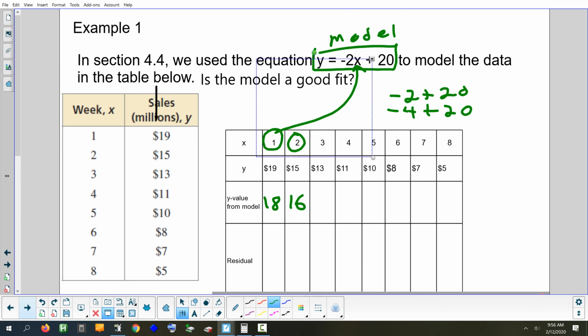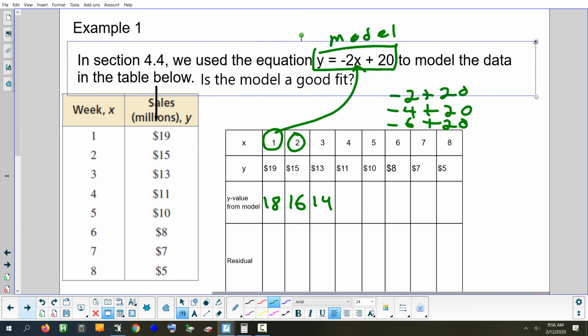What's negative 2 times 3? Negative 6 plus 20. 14. Again, did a pretty good job. How good? We'll write it down in a second. Let's plug in 4. What's negative 2 times 4? And what's negative 8 plus 20?